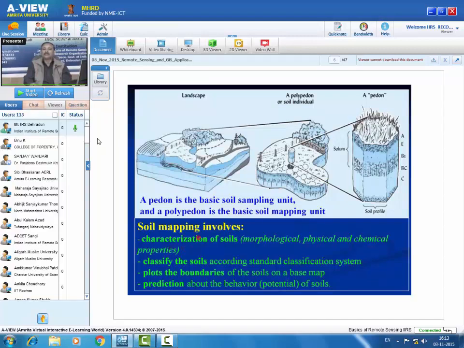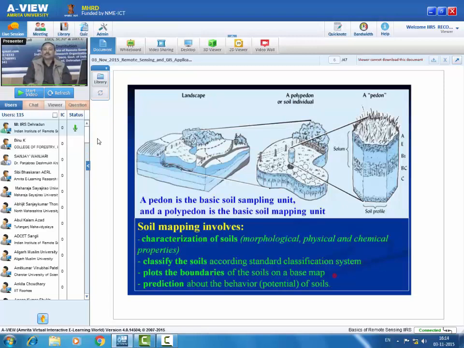So we characterize. Based on these characteristics, we classify the soil. The classification is also very systematic. We use a standard classification system, that is soil taxonomy, which is developed by the US Department of Agriculture. Once we classify the soil, then we map where this soil is present. Then using remote sensing data, we plot the boundaries on the base map or topo sheet, and that becomes the soil map. But a soil map is incomplete unless you make its prediction.